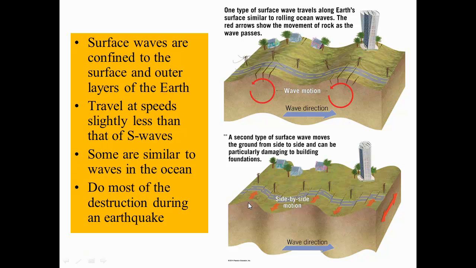Another type of surface wave, as shown in the bottom, exhibits this side-to-side motion. But in either case, surface waves tend to do the most destruction during an earthquake. As a matter of fact, during very strong earthquakes, maybe earthquakes exceeding magnitude 7.5 or 8, there have been reports of people actually seeing the ground roll like waves in the ocean, and that's due to the passage of a surface wave.